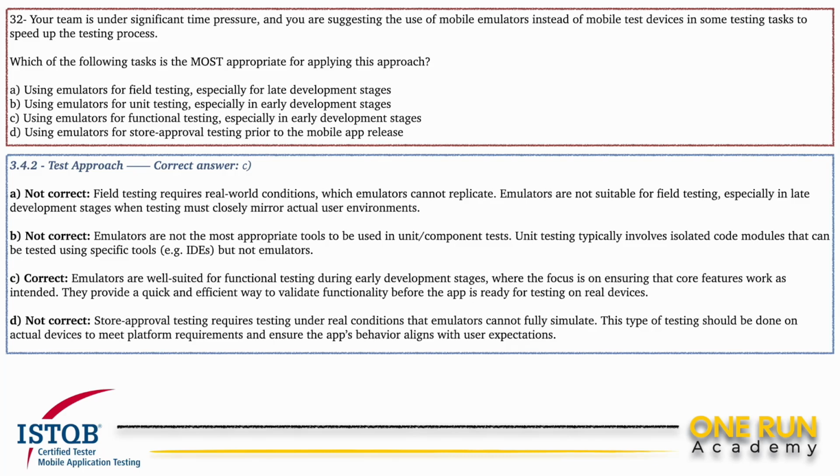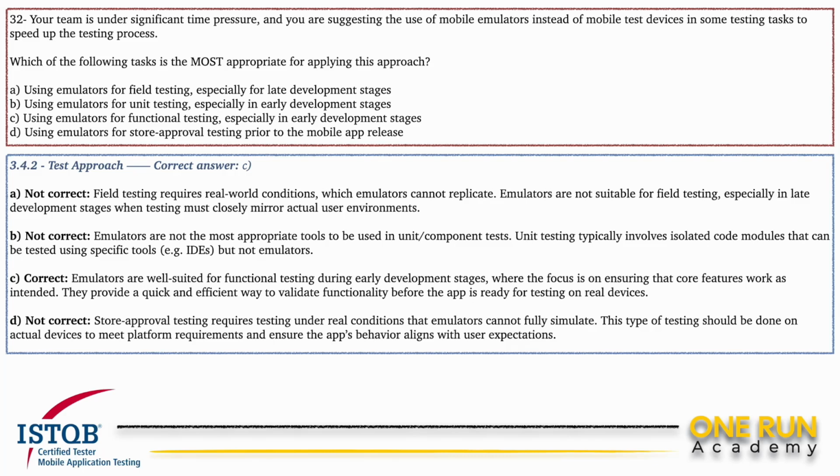Emulators, while useful, can't replicate these real-world conditions accurately. They're best for controlled, predictable environments, but fall short when you need to mimic what happens outside in the real world, especially in the late stages of development, when testing needs to be as close to reality as possible.